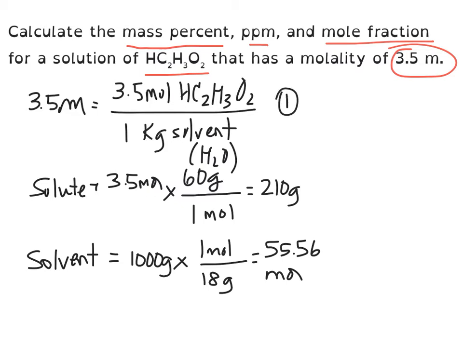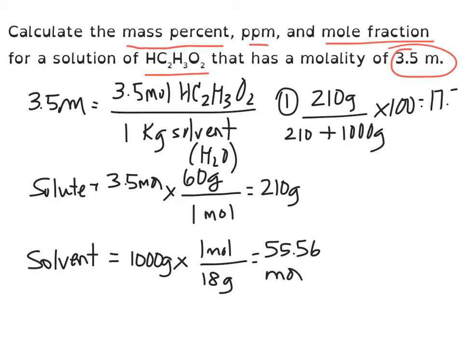Now the first thing I was asked to find was mass percent. For the mass percent of acetic acid, my solute, I had 210 grams. For the mass percent, I'm going to divide it by the mass of the solution. That means I need to take my solute, which is 210 grams, and add it to my solvent, which was 1,000 grams. I'm going to multiply by 100 to make that a percent. And when I do the math, I get 17.36%.